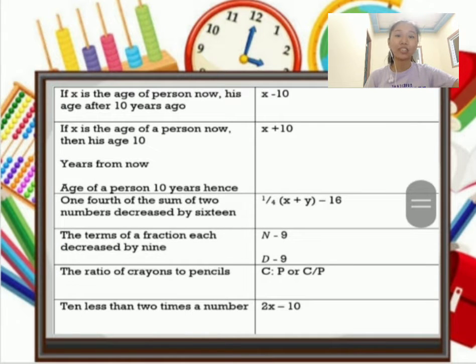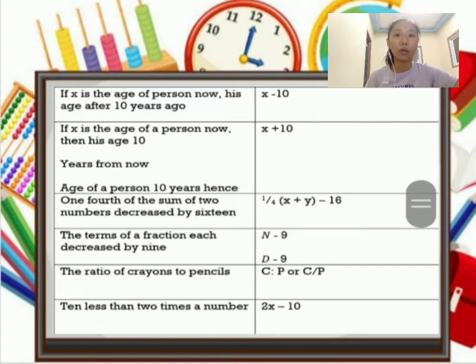While we have also, if x is the age of a person now, his age 10 years ago. So 10 years ago means we are going to decrease, so it is a minus sign. And if x is the age of a person now, then his age 10 years from now is x plus 10.